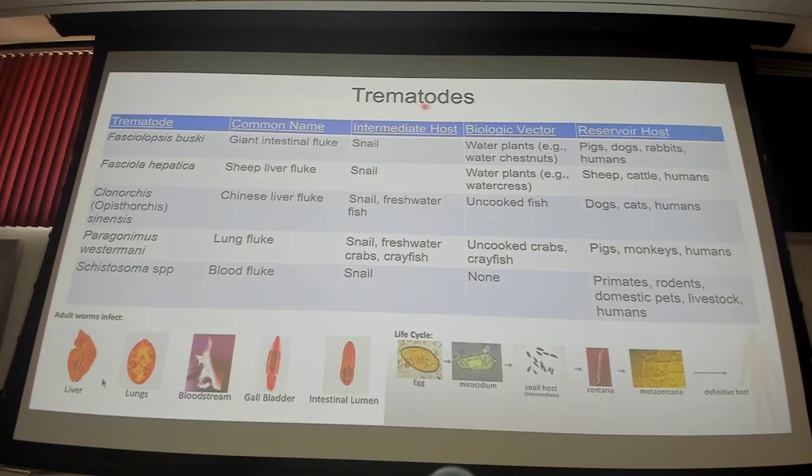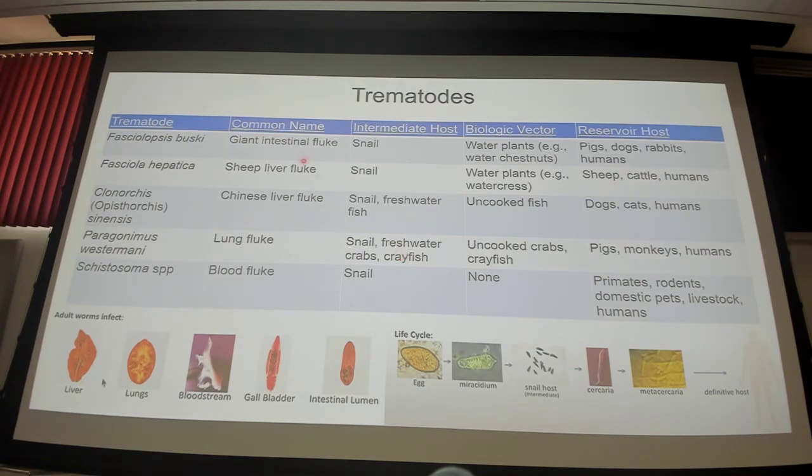This is a nice overview slide of the intermediate hosts, snails and all of these guys. Some of them only require a snail, but some of these infections, like Clonorchis sinensis, will require a second intermediate host, like a fish, or Paragonimus westermani, that has crabs and crayfish. Just a little bit higher up the food chain, humans have to eat those larvae that are released from snails in order to be infected. Let's talk about that infective stage.